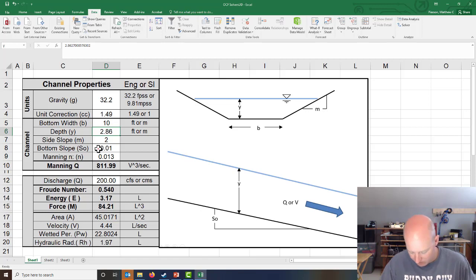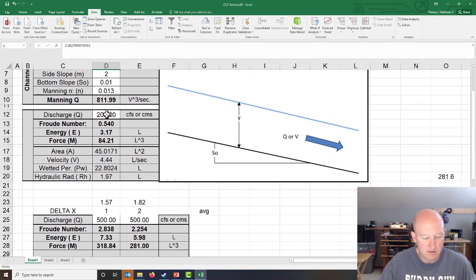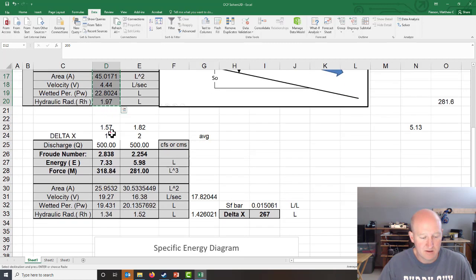And so for the jump, our depth was 2.86. So we've got that in there, and all the information that we need to do the calculation is right here. So I'm going to just copy that. And then down here, this is the upstream portion. This is the downstream portion. So I'm going to paste right here. And I've got to paste the numbers.